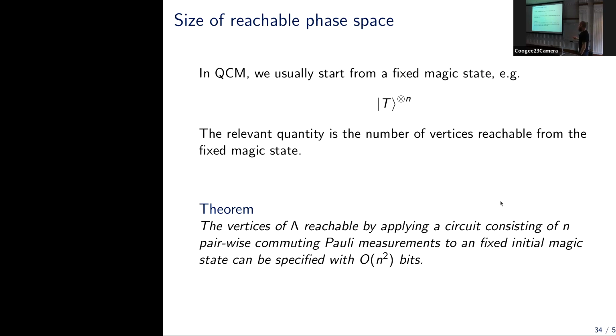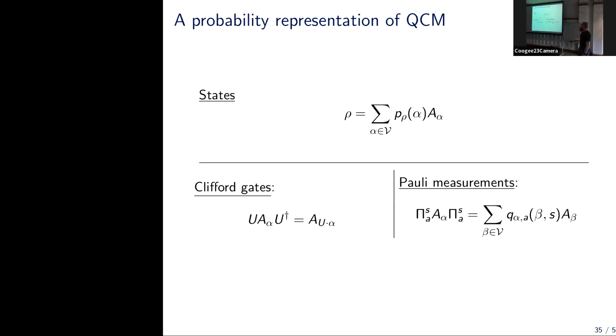And it turns out, I don't know if this is well known, I think it is, but this isn't actually a restriction: a sequence of n pairwise commuting Pauli operators is universal for quantum computation. So although the total size of the phase space, the total number of vertices, might grow very quickly with the number of qubits, the number of phase space points that you can actually reach is pretty small. So I'll just go through the proof of that.